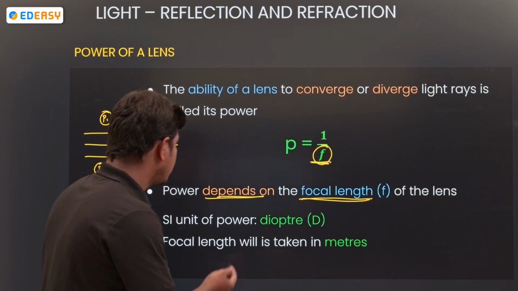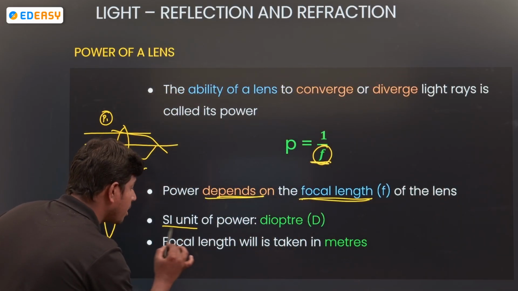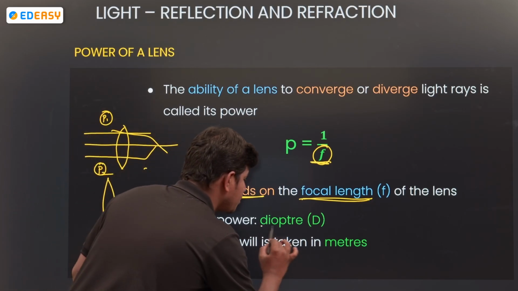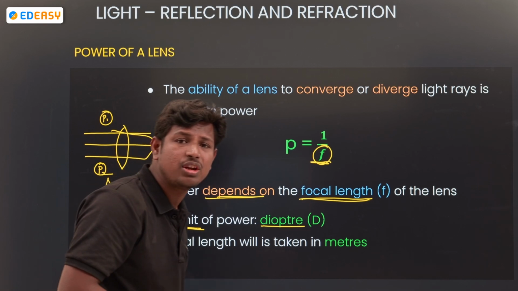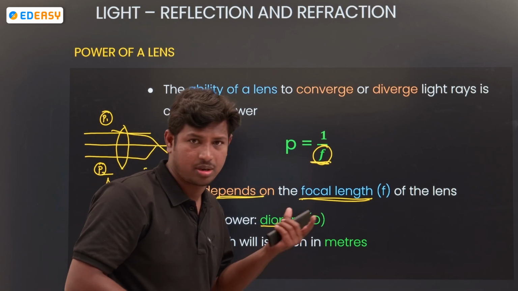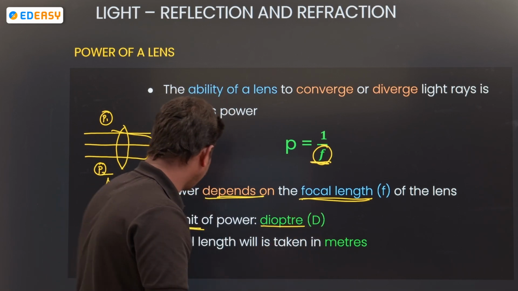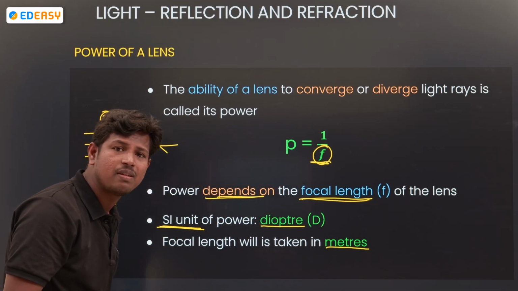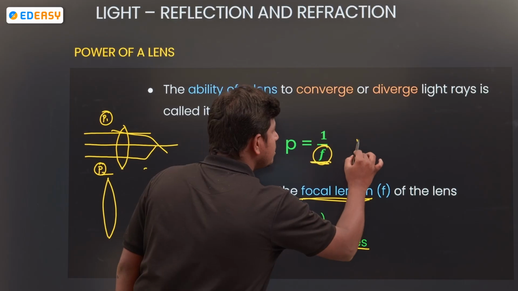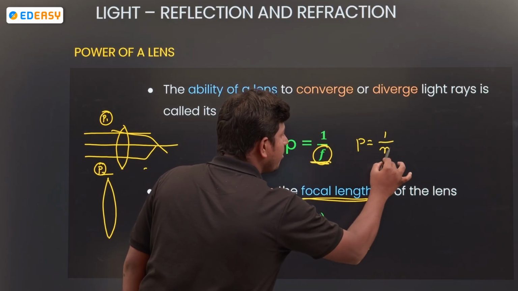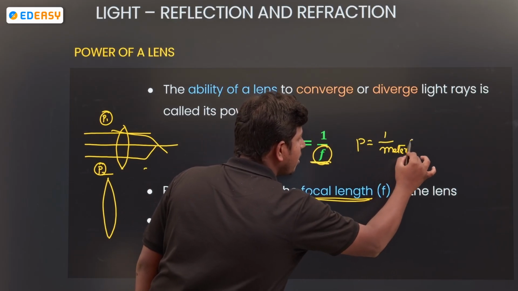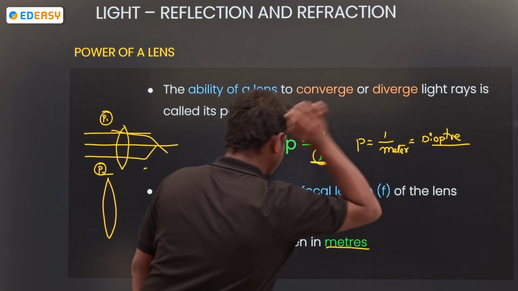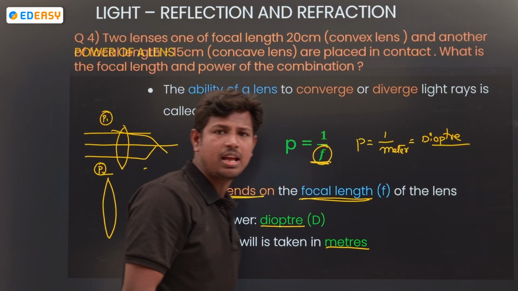Remember, the SI unit of power is the diopter. Pronounce with me, diopter. And the focal length we always take in meters only. So P is equal to 1 by f in meter. So 1 by meter is what we call diopter.